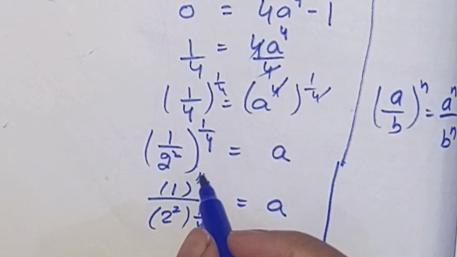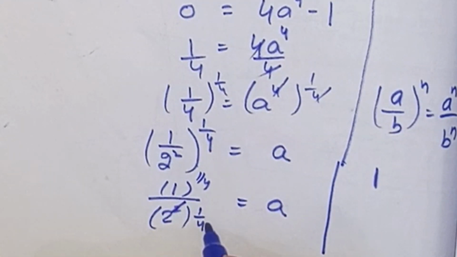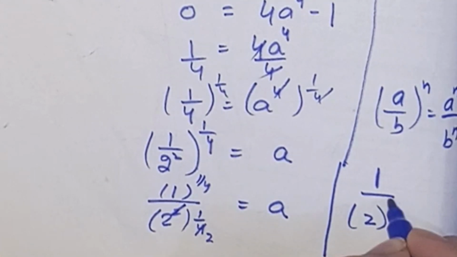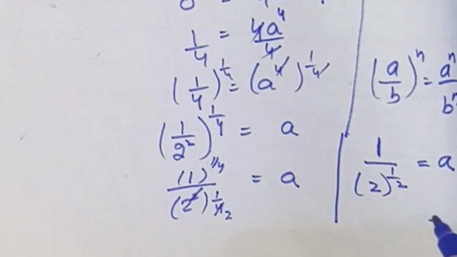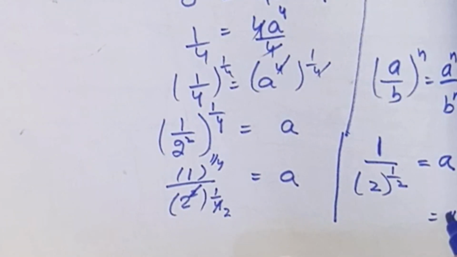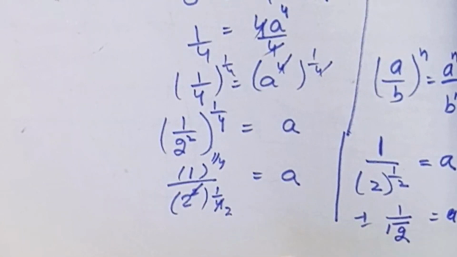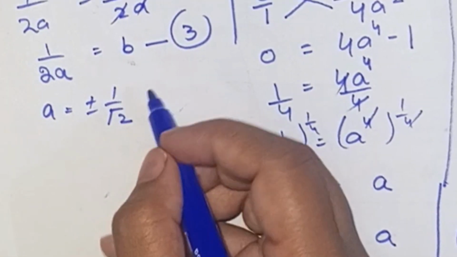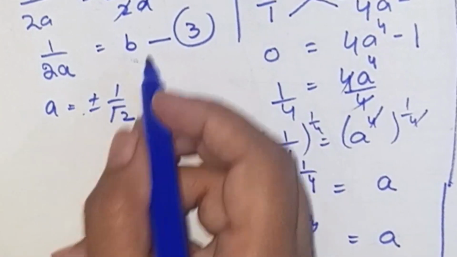So 1 raised to the power 1 over 4 is just equal to 1, and this 2 will cancel with this 4, we just get 2 raised to the power 1 over 2. So we have 2 raised to the power 1 over 2, which is equal to a. So this implies a is equal to plus minus 1 over square root 2. So in our question, a is equal to plus minus 1 over square root 2, and we put the value of a in the above equation and then find the value of b.